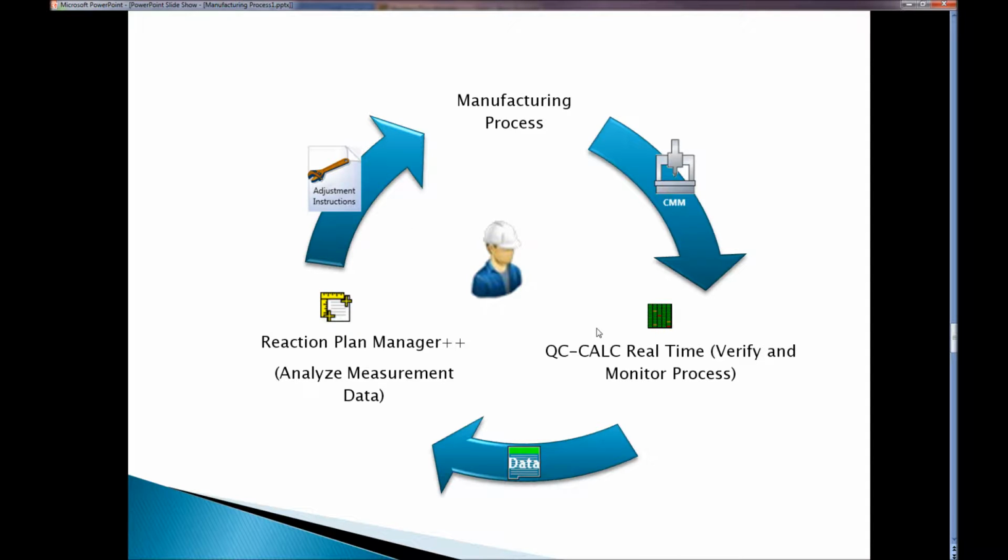QC-CALC Real-Time is a complete stats package which makes collecting data simple. Reaction Plan Manager Plus eliminates operator confusion by providing clear and consistent operator instructions to keep the manufacturing process running smoothly. Using these software packages together reduces machine downtime, saving time and money.